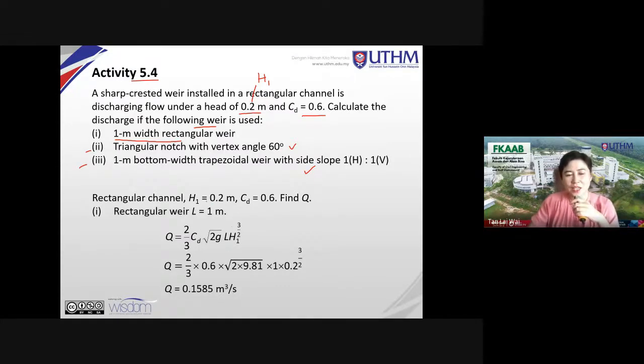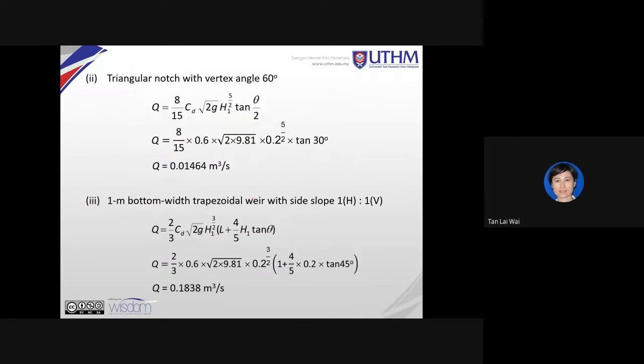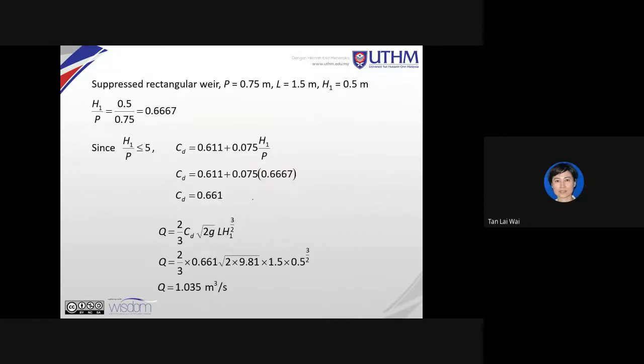So look at this. You list out the variables provided. In this case, you already have the head above the crest, which is 0.2 meter, discharge coefficient 0.6, and the width of the weir, L, equal to 1 meter. So basically, you are substituting all the known variables, so you can solve it directly. Okay. I'm not going to go through this yet.